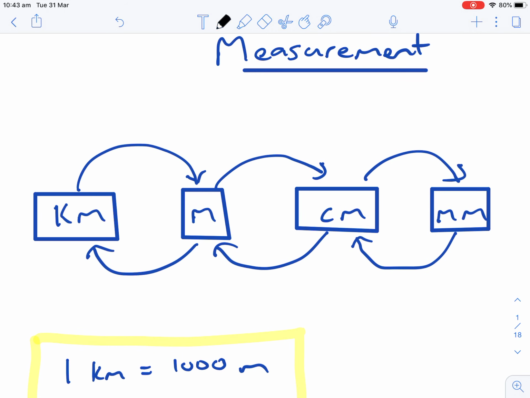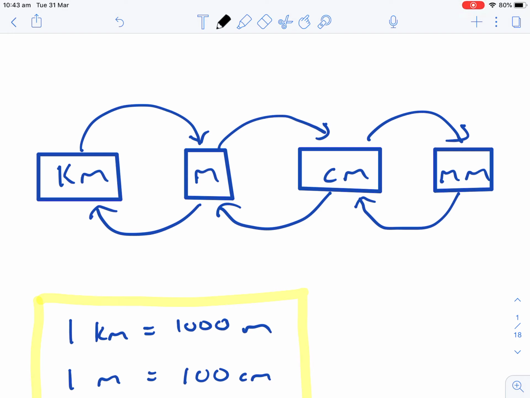So if I was going from kilometres to metres, if I'm starting from the kilometres number, I have only a number 1, and when I go to metres it turns into 1,000, so I know it's going to get bigger, and therefore I'm going to multiply if I start with kilometres and go to metres, because I want it to get bigger. So I'm going to be timesing it by 1,000.